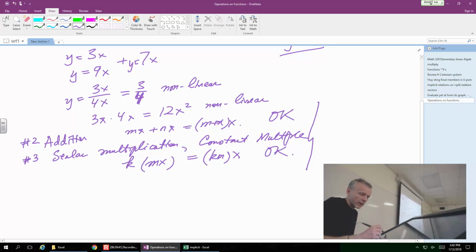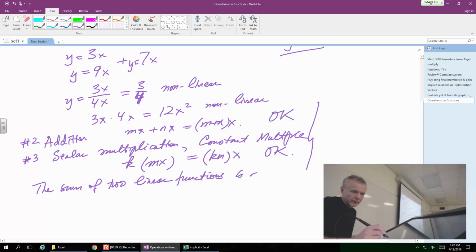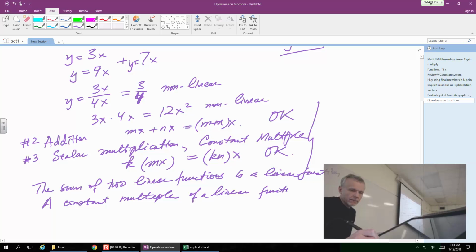Let me state it. The sum of 2 linear functions is a linear function. A constant multiple of a linear function is a linear function. So there's 2 and 3, and then number 1 is the composition.